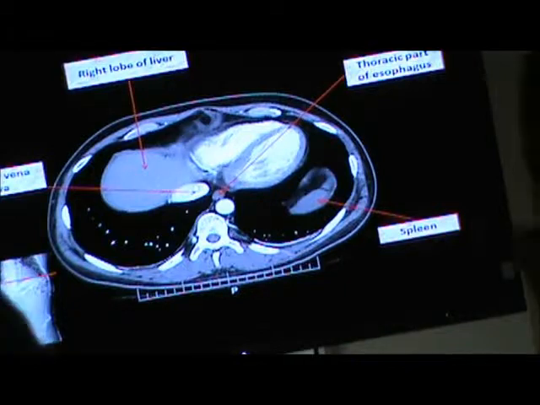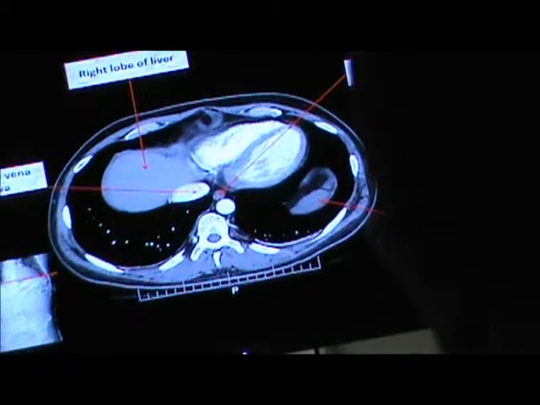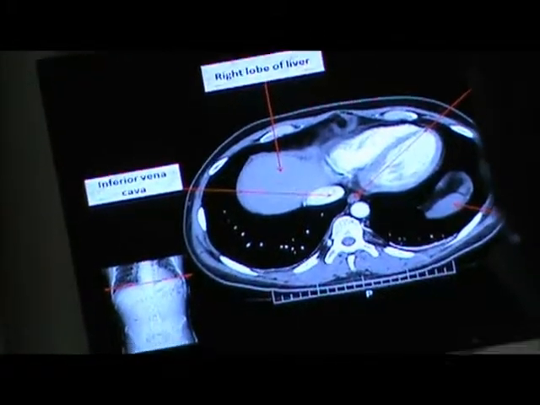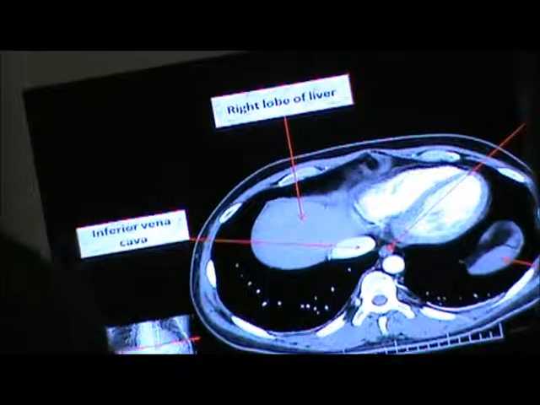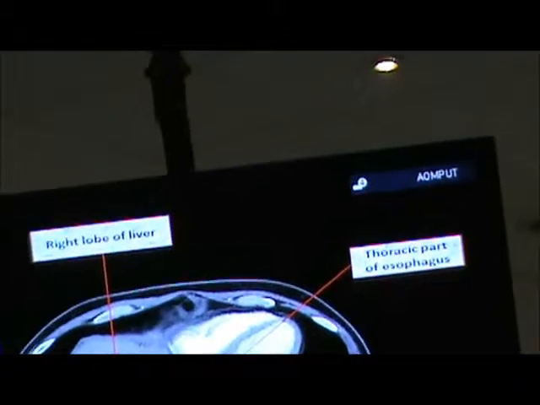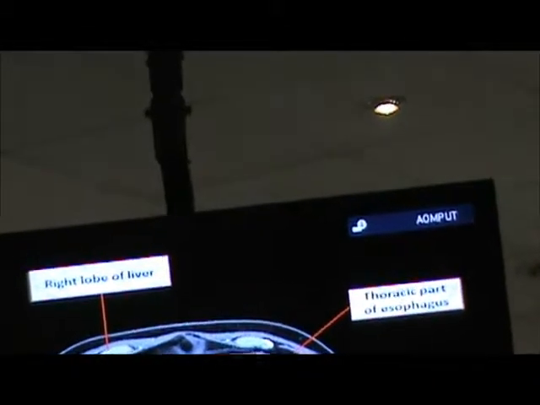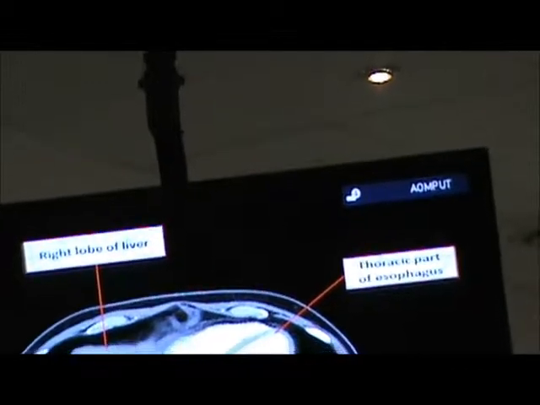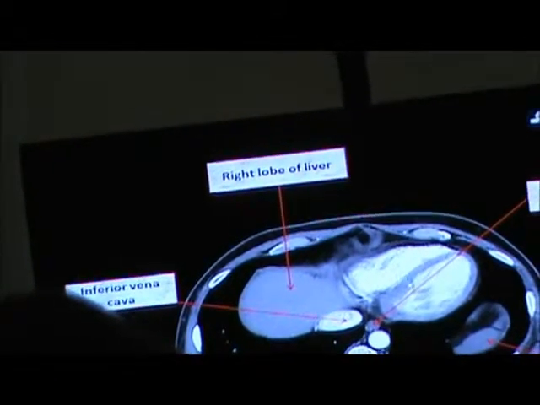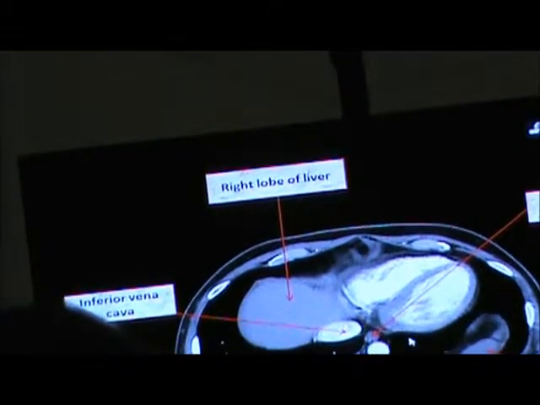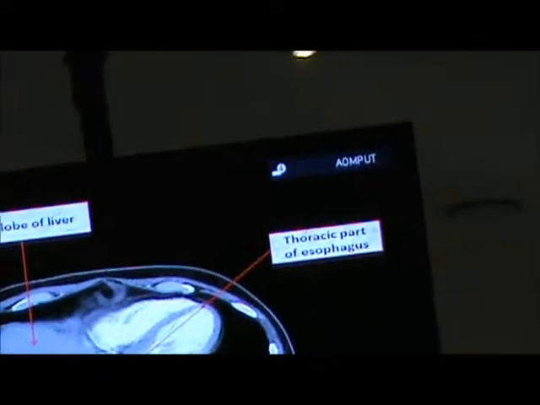Because the radio contrast was given intravenously, the blood in this picture can be seen as much whiter. It fills the inferior vena cava as well as the heart. And of course the heart.